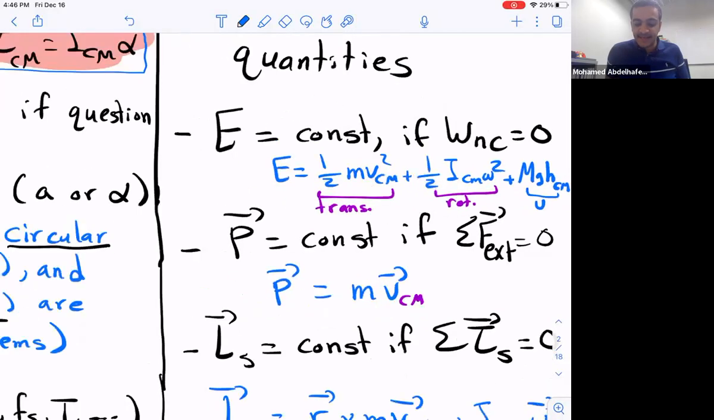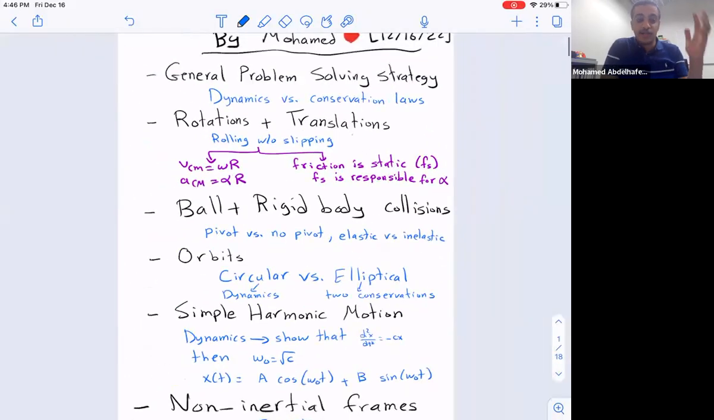All right, so that takes care of the collisions. Just think, in collisions with a rigid body, is it elastic or inelastic? Is there a pivot or no pivot? Usually you use angular momentum, but the question is, am I also using energy? If it's elastic, yes. Am I also using linear momentum conservation? If there is no pivot, yes. But if there is a pivot, you eliminate momentum. You don't use momentum conservation. And if it doesn't say elastic, you don't use energy. That's the strategy here.